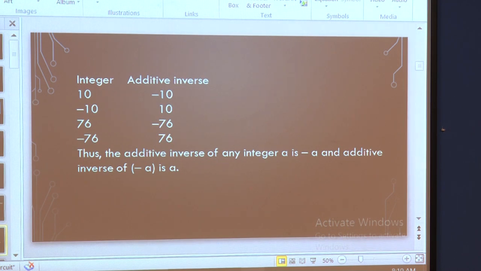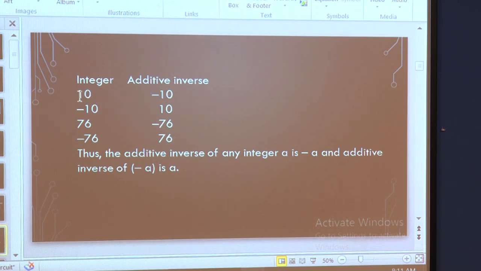Now, we will see integers and additive inverses. While seeing the videos and my explanations, you know what integers are. Integers are numbers with a positive or negative sign before them. So, we will see the additive inverse of this. The word inverse itself says that it should be an opposite.